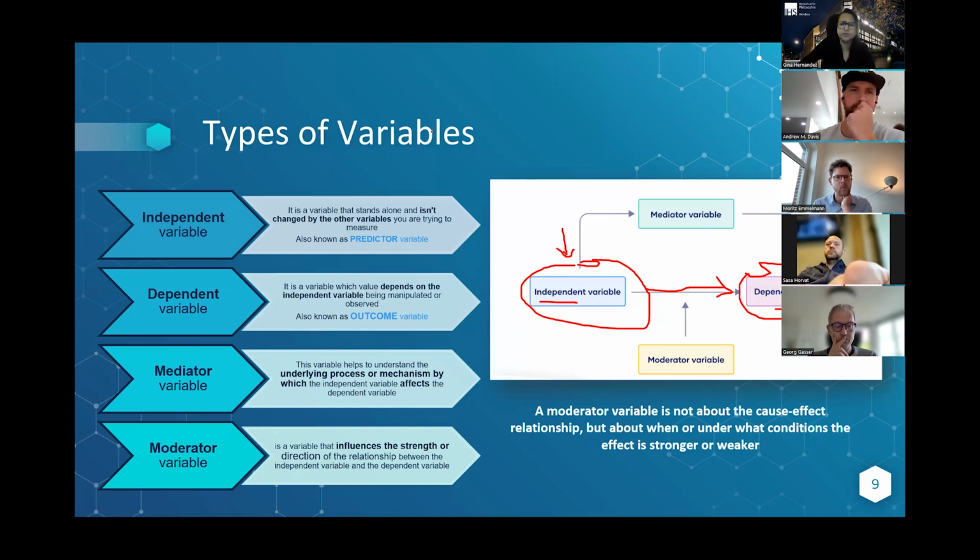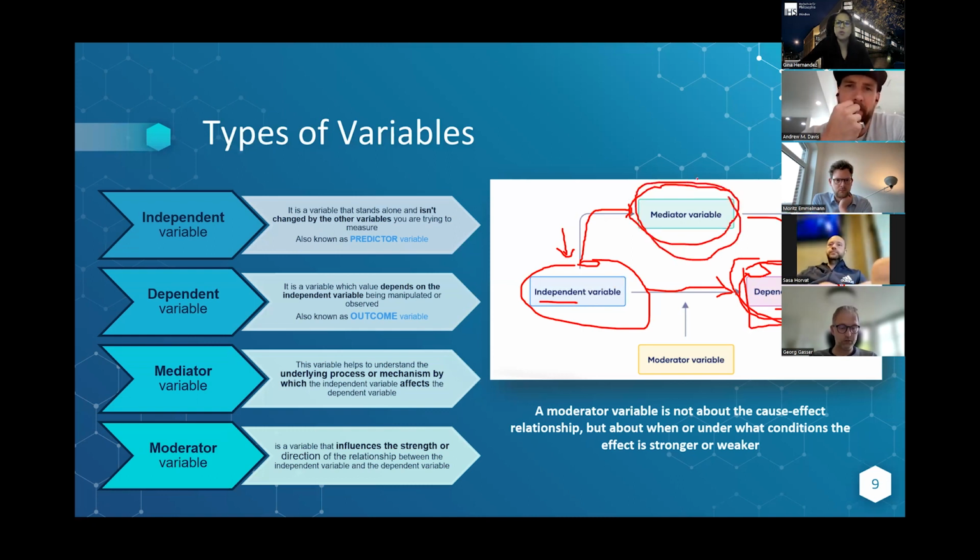We also have very important moderator variables and mediator variables. As you can see here in the chart, we are predicting a change in the dependent variable, right? But we don't know what is causing the change. What underlying mechanism is happening in order for this variable to make a change in the dependent variable? So this underlying process explaining why it happens, this is the mediator variable.